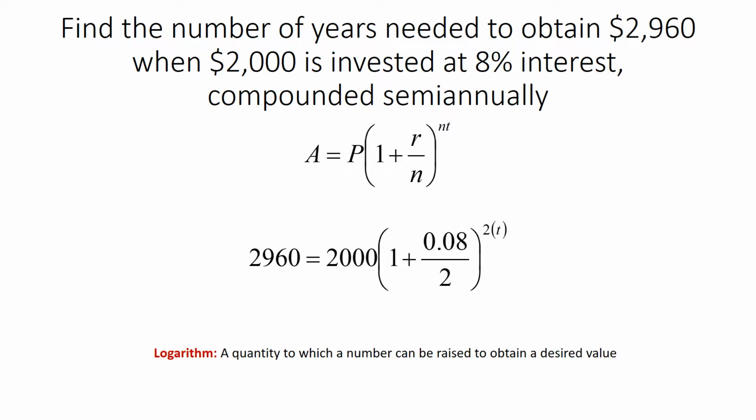In fact, a logarithm is a quantity to which a number can be raised to obtain a desired value. So the logarithm is actually that quantity to which we'll raise that number. In this case, we already know it's about 5, but even so, that is by essence, by nature, by definition, what a logarithm can be considered.